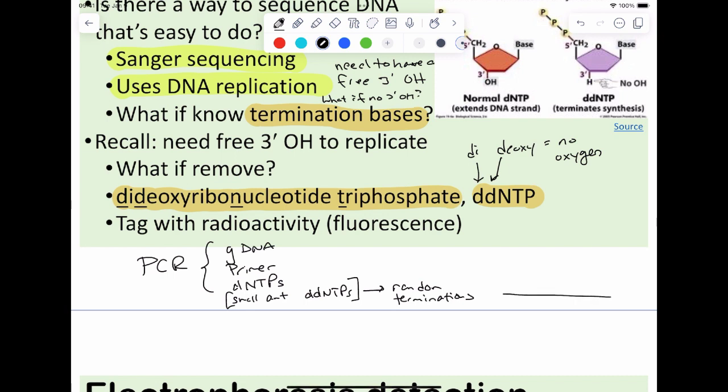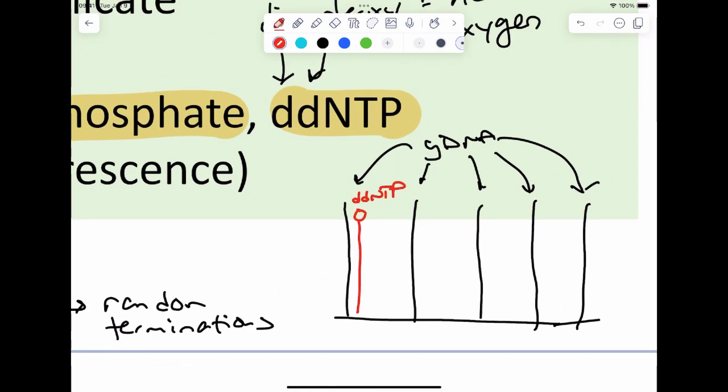Meaning, if I were to make this as a line, and you have all your DNA, so this is your DNA that I'm drawing out. What would happen is, if I let this replicate, in one case, it might make it that far, and then, oops, termination. There's a DDNTP. Darn, it stopped. Maybe on the second one, it made it this far. Oops, DDNTP was put in. Stopped. Third one, it didn't even make it that far. Oops, stopped. Fourth one, we made it to the end. Good for us. DDNTP. Stopped. Then we can have all these other options.